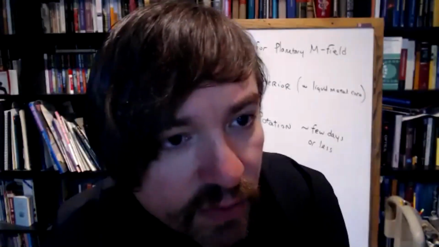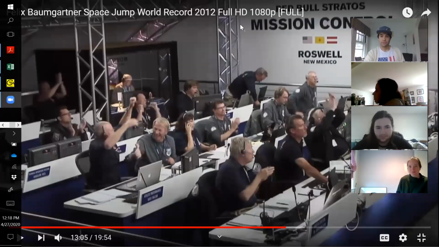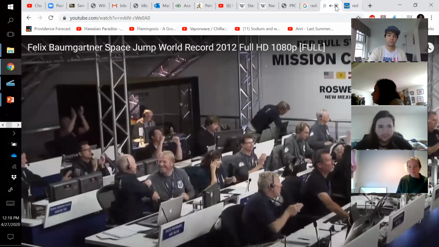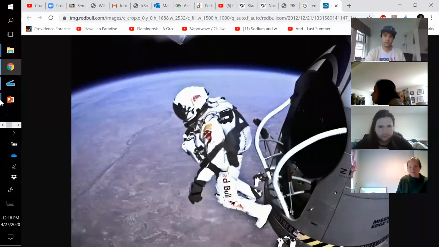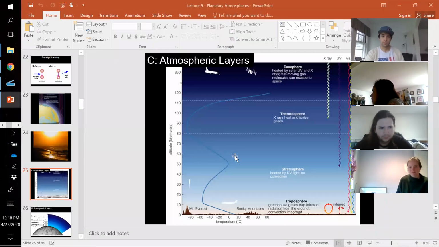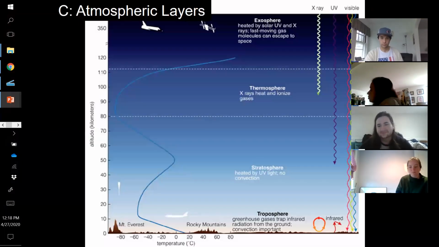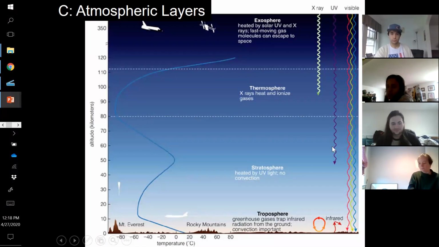Okay, now that we've talked about this, you realize that most of the gas in a planetary atmosphere is actually located in the troposphere. Once you get above the troposphere, you're talking about very small quantities of gas. So now I want us to take a look at how things work inside the troposphere and learn about how planetary atmospheres are heated.